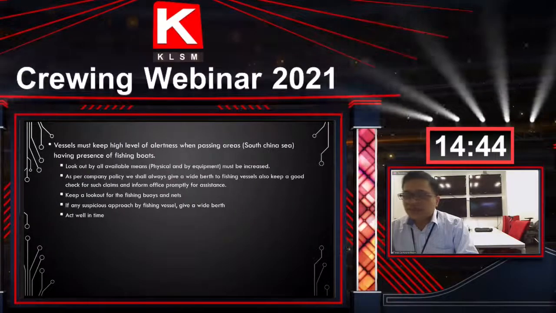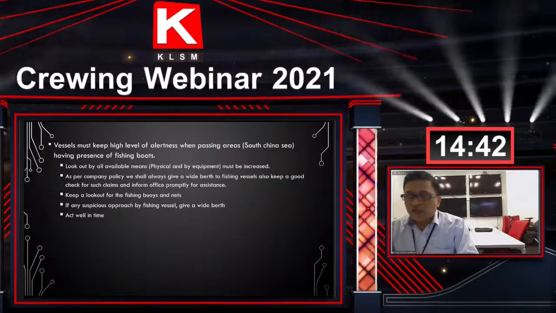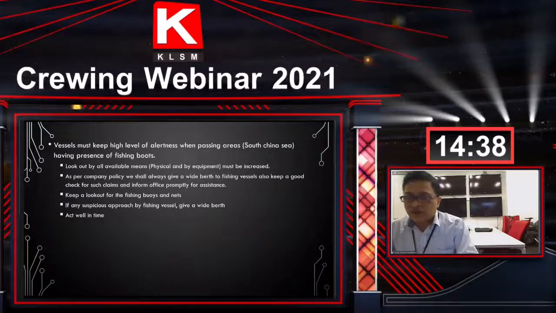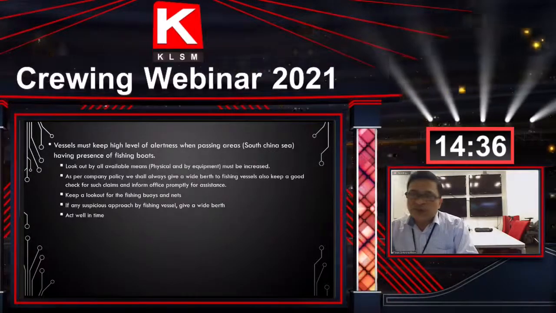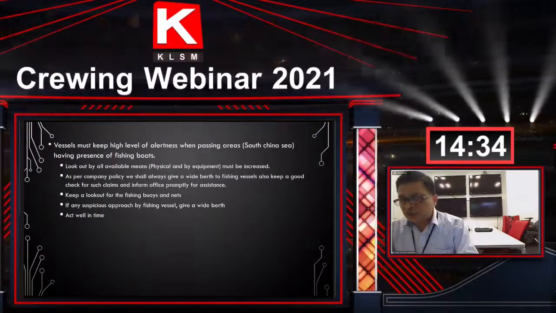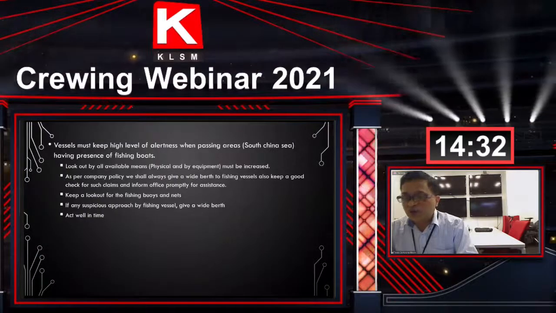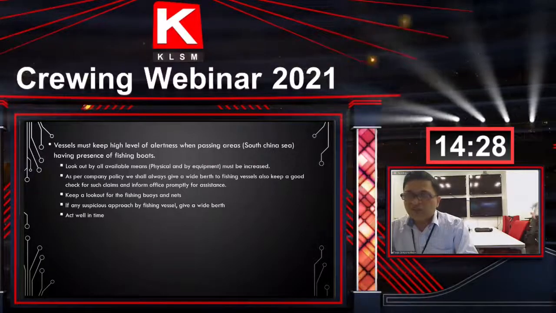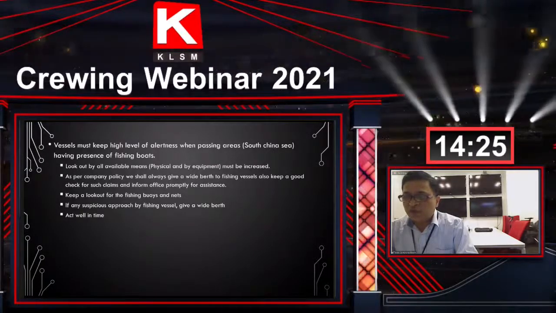If you see fishing vessels, sometimes they don't follow a clear pattern. It depends on their net, it depends on the fishing, depends on other factors. So it would be important, or we should consider increasing the number of lookout on the bridge. You should call back the AB.